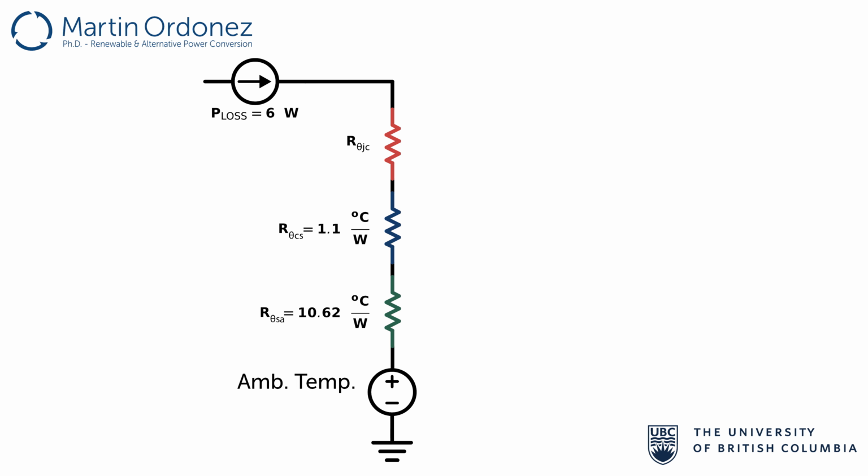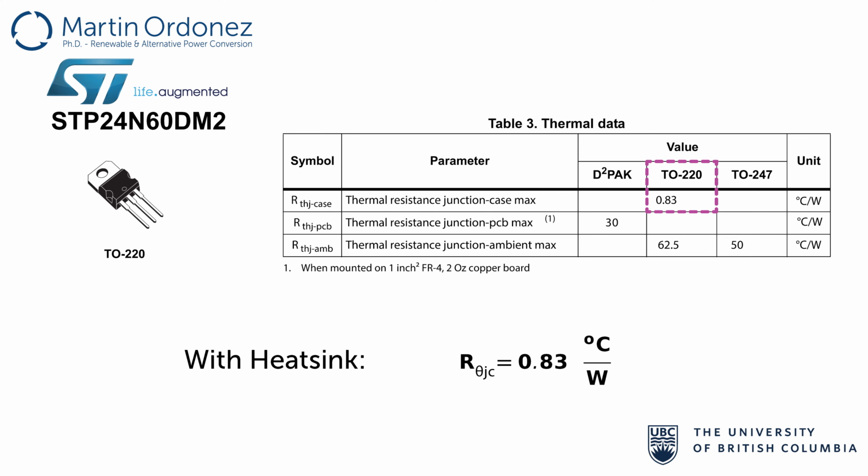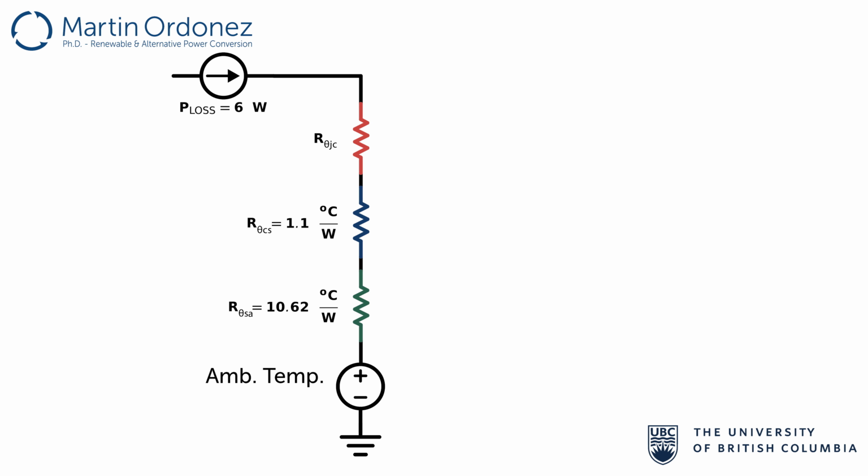Let's go back and take a look at the thermal table of the datasheet. You can see that for the TO220, the junction to case resistance R theta JC is 0.83 degrees per watt, since we have a heatsink connected. Now we can solve the problem by using a very simple electrical calculation.